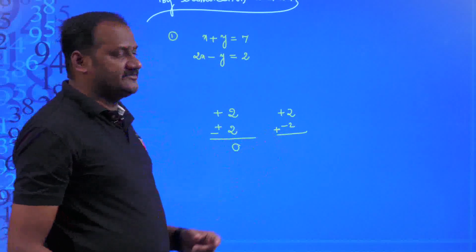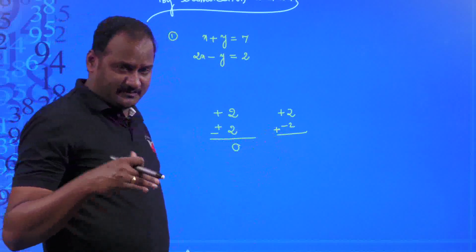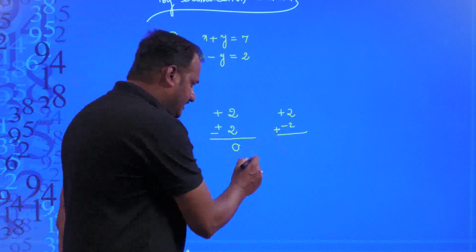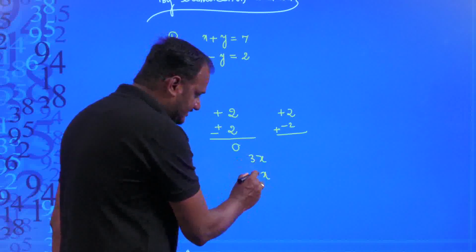So, what did you understand from both the examples? Suppose you have a number in the form of a variable, for example, if this is x and this is x, otherwise this is 3x and this is 3x.